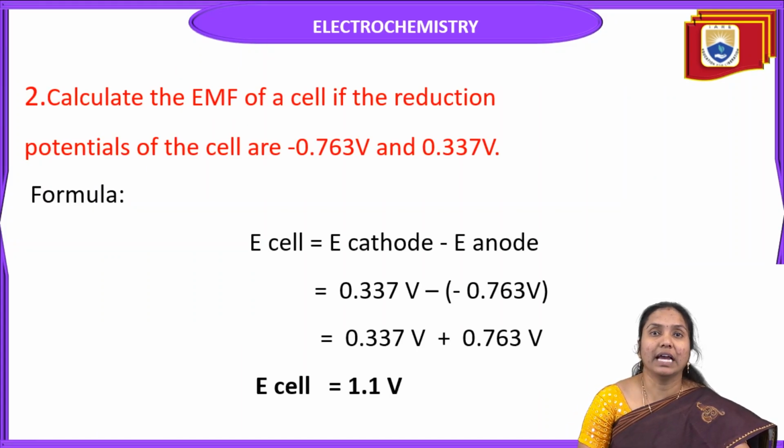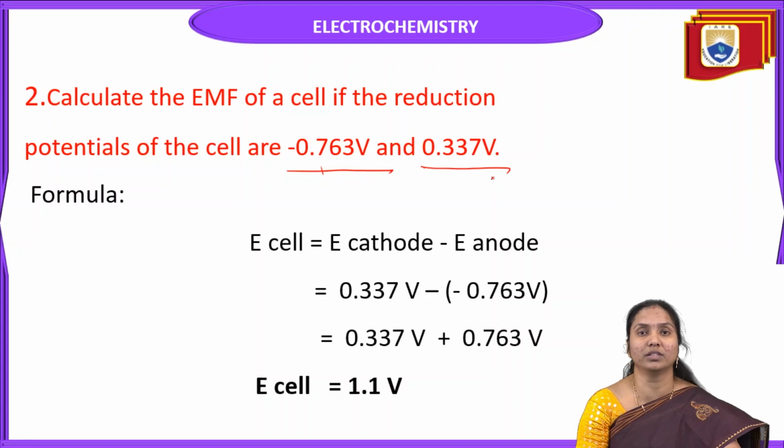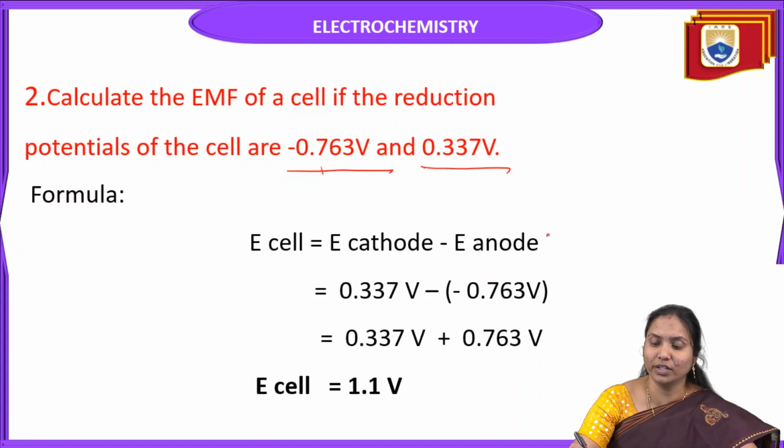Next, the second problem. Calculate the EMF of the cell if the reduction potentials are minus 0.763 volts and 0.337 volts. Here also you can calculate the electromotive force. The potential difference between the two electrodes, cathode and anode, is called the cell EMF. So E cell equals E cathode minus E anode.